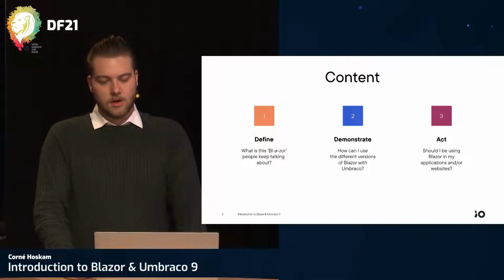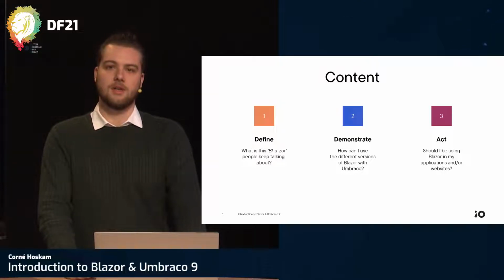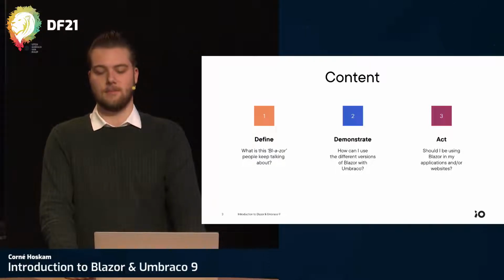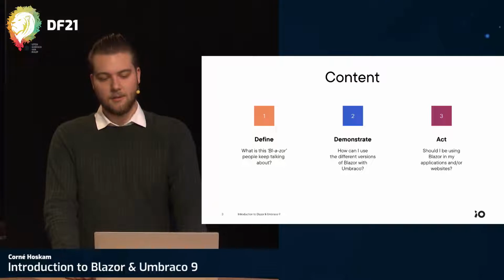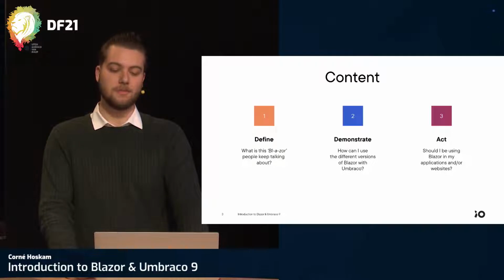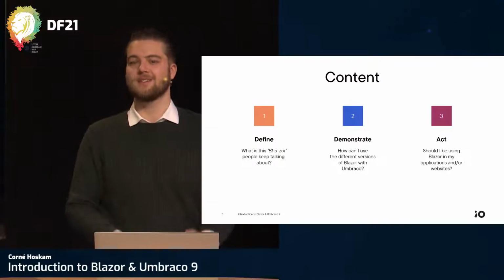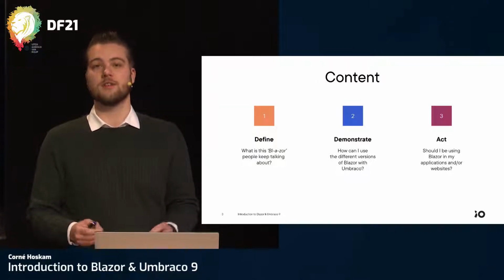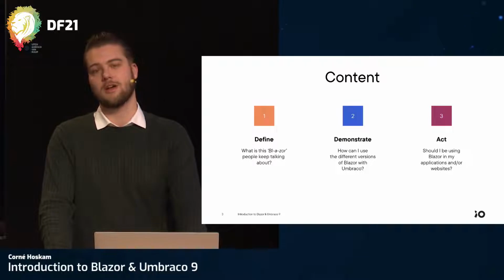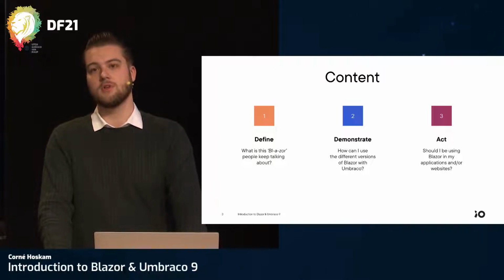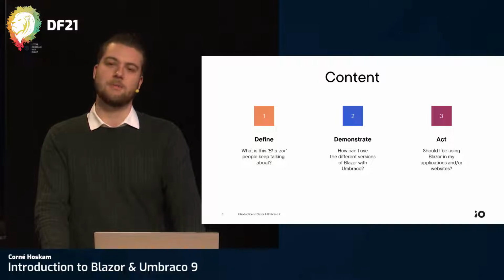So, there are a couple of different subjects that I want to be talking about today, that will hopefully answer your questions about Blazor if you have any already. First off, we'll be taking a look at Blazor itself by answering the question, what is this Blazor people keep talking about? Next up, we'll get into the meat and potatoes of today's talk by explaining what's possible and needed to integrate different versions of Blazor into your existing or new Umbraco 9 application. And finally, we'll be taking a look at the pros and cons of using Blazor with Umbraco 9 so that we can determine whether or not you should be using Blazor in your website.